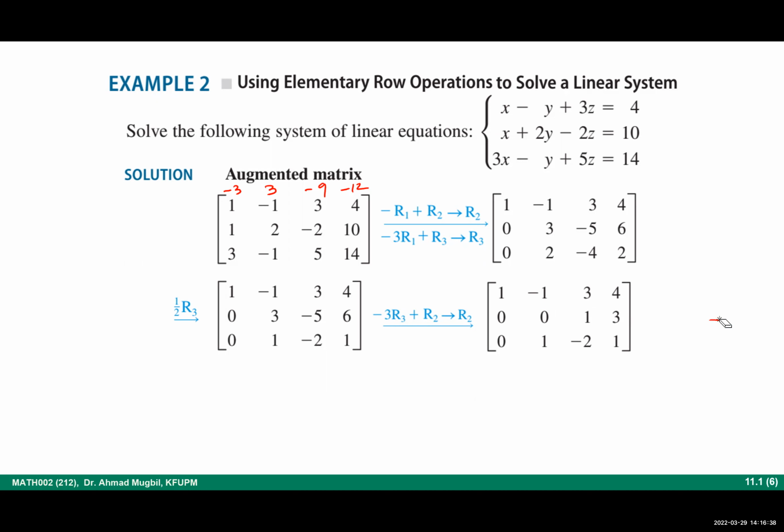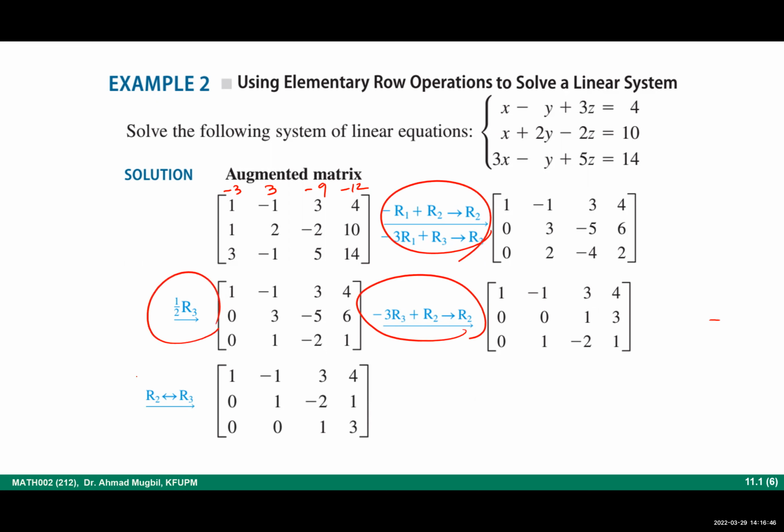Of course, usually we prefer to have this order. So if we interchange, we can, of course, notice that all the operations that we are doing are from the 3 operations that we mentioned at the beginning. Always check: is the operation that you are doing one of the 3 elementary row operations or not?